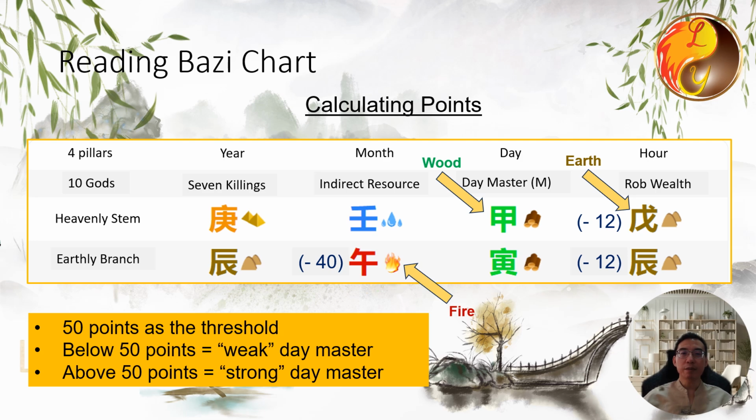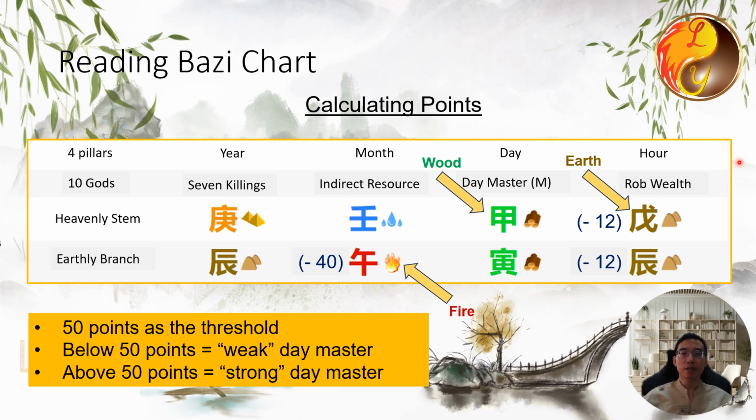First, we look at the day pillar, which is green, representing wood. We consider this person to have a wood day master. Next, we examine the relationship between the wood day master and the month ruler. The month ruler has the most significant influence. Wood produces fire, represented by the month ruler, consuming the wood's energy. Therefore, we subtract 40 points. If the month ruler supported or matched the day master, we would add 40 points. Any element that consumes the day master's energy results in a point deduction.